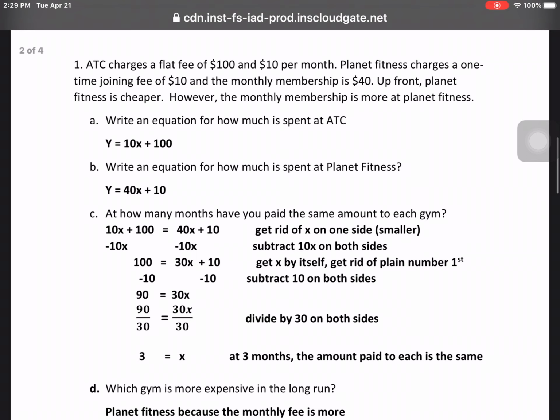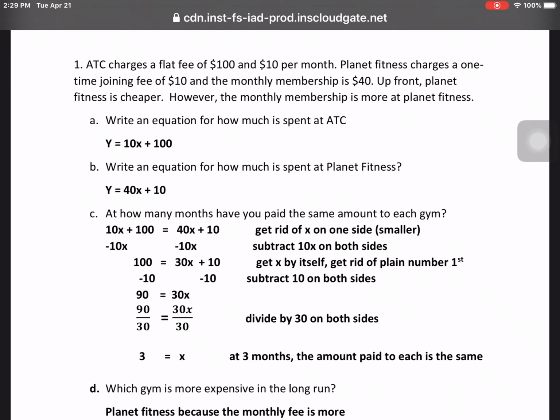Okay, let's say you're trying to compare 2 different gyms, ATC and Planet Fitness. ATC has a joining fee of $100 and $10 a month. Planet Fitness has a joining fee that's less, $10, but its monthly membership is $40. So up front, Planet Fitness is cheaper because it's only $10 to join. Okay, but the monthly membership is more.